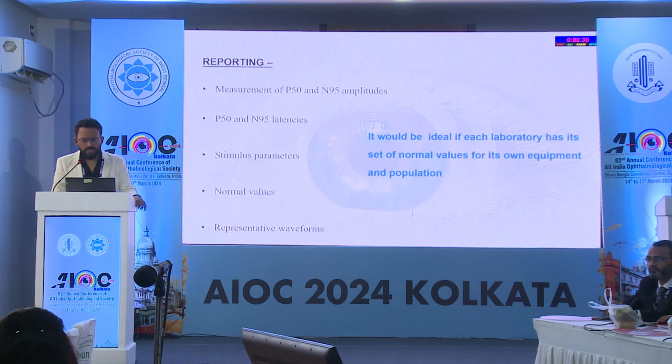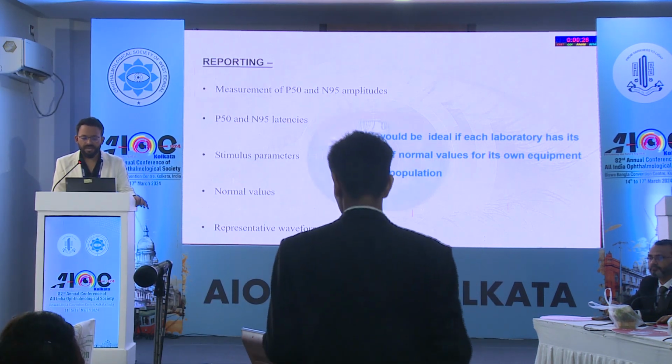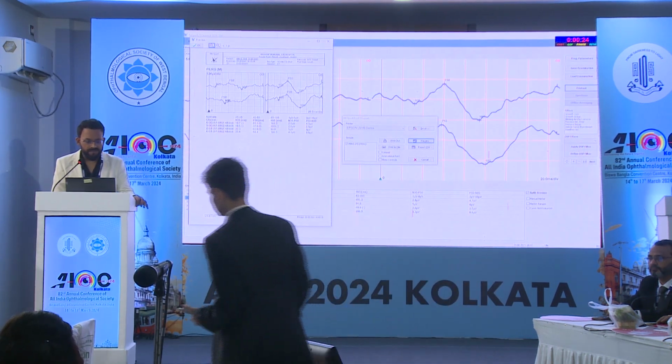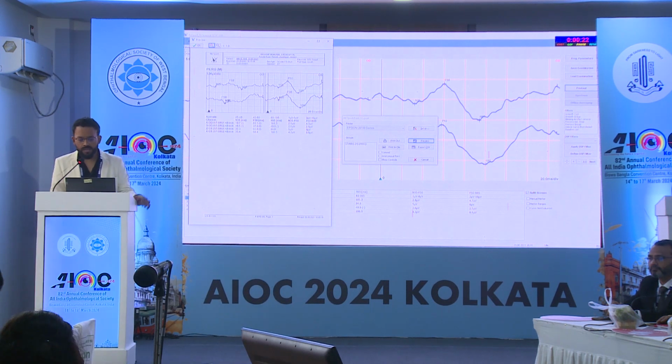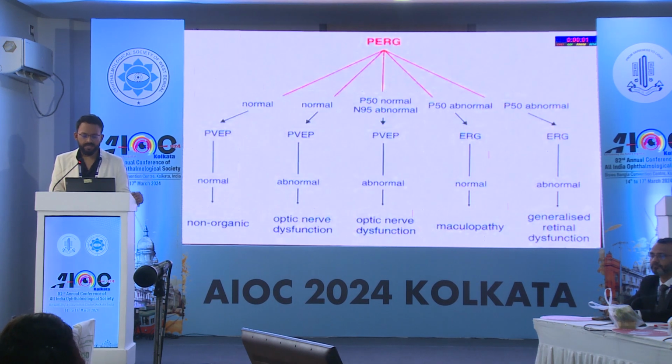How does the reporting show? It measures the P50 and N95 amplitudes, the latencies, the stimulus parameters, normal values, and representative values. This is how the report of the pattern ERG looks. Now, where do we get abnormal P50 amplitudes? P50 means macula. So macular edema, CSR, Stargardt's, early central retinal abnormalities, and abnormal N95 amplitudes in ganglion cell dysfunctions or any optic atrophy or dystrophy, glaucoma cases, optic neuritis, etc.